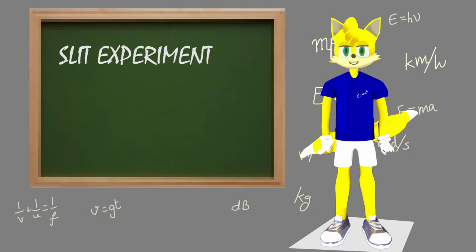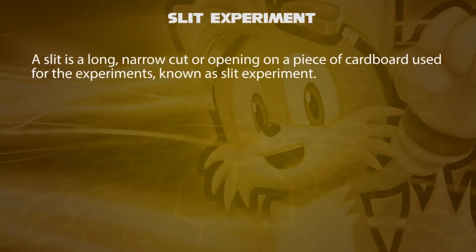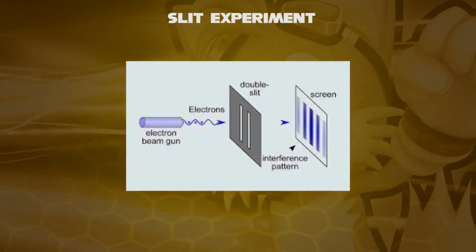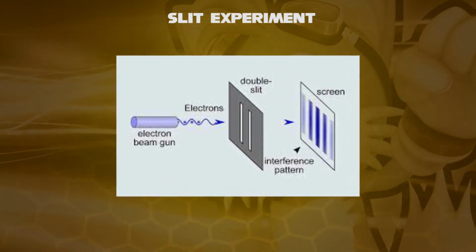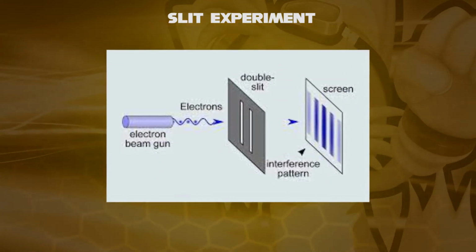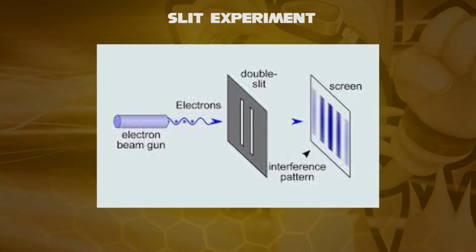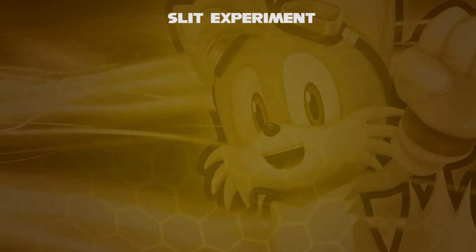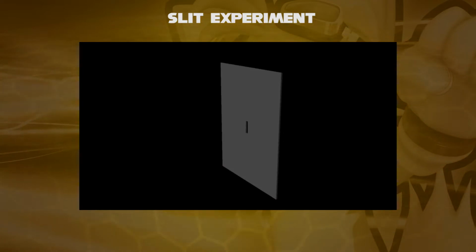Introduction to slit experiment. A slit is a narrow cut, or opening in a piece of cardboard used for the following experiment, known as slit experiment. In modern physics, we use the double slit experiment, where light and matter can display characteristics of both classically defined waves and particles. First, we consider a single slit.